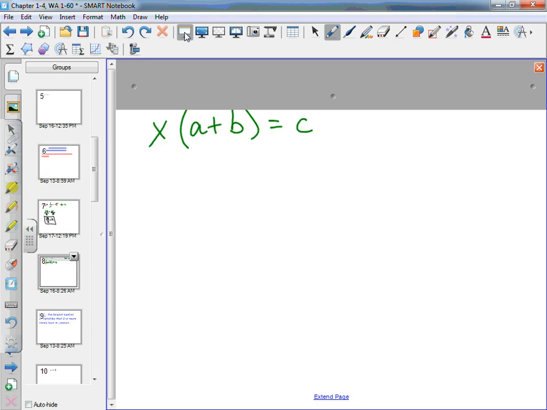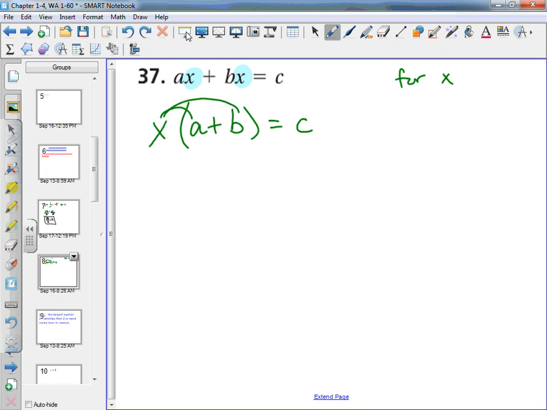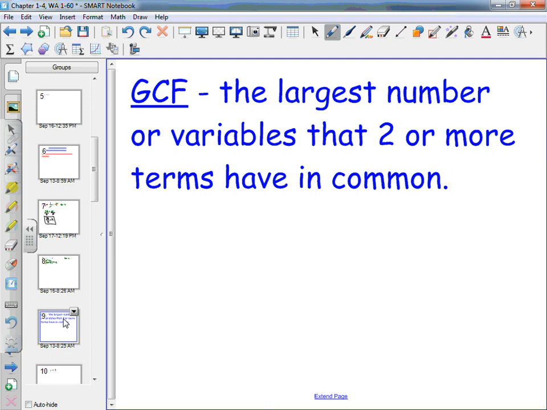Meaning the X is attached to the parenthesis by multiplication, which means if I distribute that in, I get the original problem, don't I? What we just did is we factored out what? What's that called? The letter starts with G, ends with an F, has a C in the middle. GCF. GCF is the greatest common factor, right? It's the largest number or variables that two or more terms have in common. What we just did when we go fishing is we pull out what's in common between those two things.